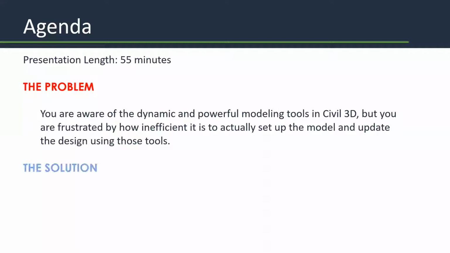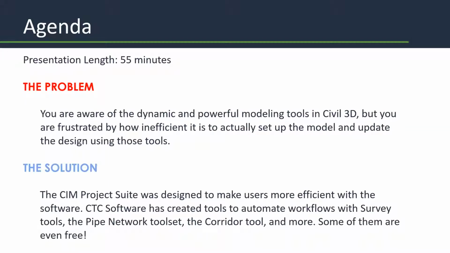So how we're going to get around that is we're going to use the CTC CIM project suite. This was designed to make our users more efficient inside the software. CTC software has created tools to automate these workflows with our survey tools, with our pipe networks, with our corridors, and even more new tools that we're going to show you today. Some of them are even free, and you don't actually have to purchase the suite to get that power back.